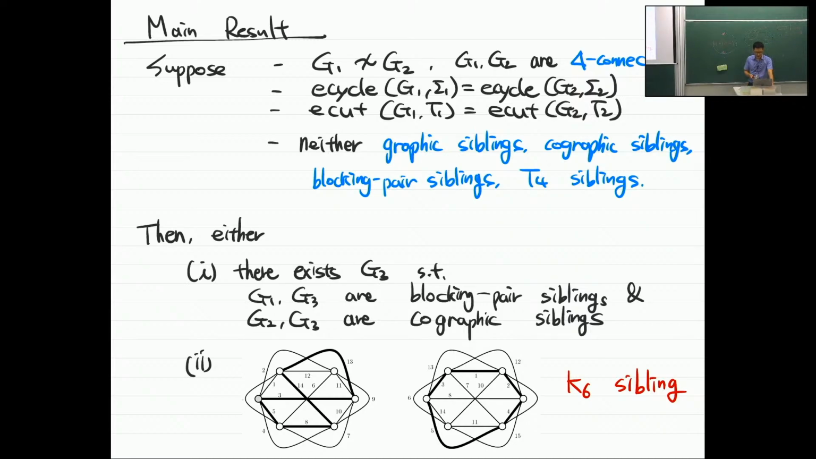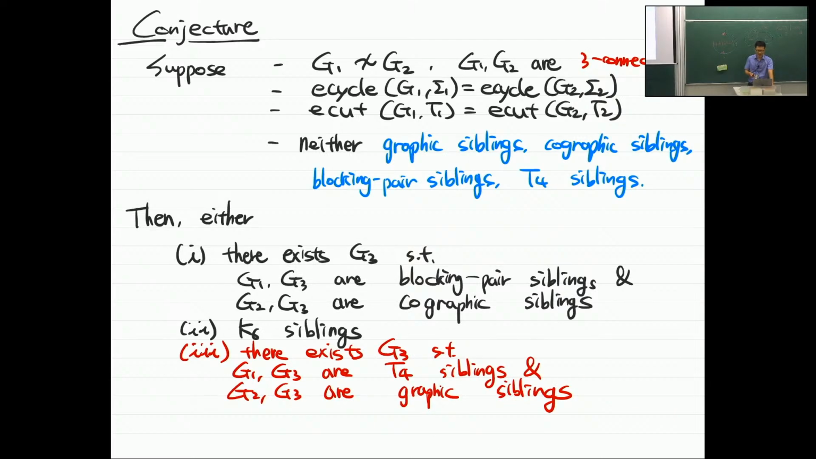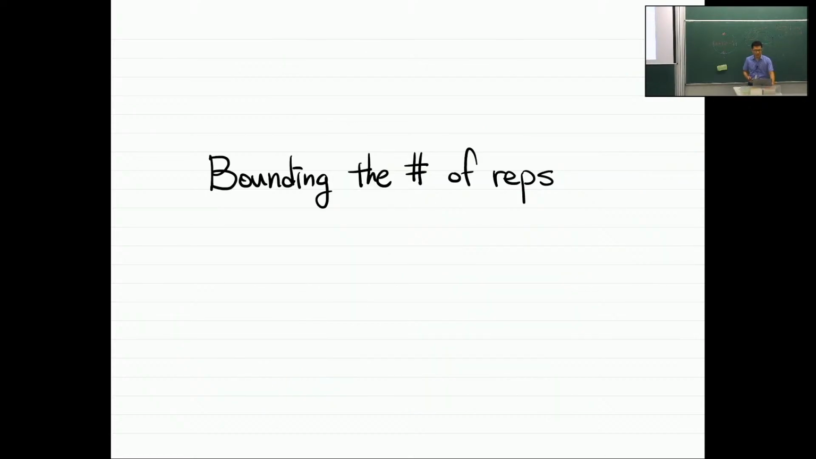Maybe you wonder why this outcome is not symmetric. But for 3-connected, this is our conjecture. If we reduce the connectivity from 4 to 3, the other conditions and outcomes are the same, but we need one more class. So there is G3 such that G1, G3 are T4 siblings, and G2, G3 are graphic siblings. This is for the isomorphism problem. Any questions?